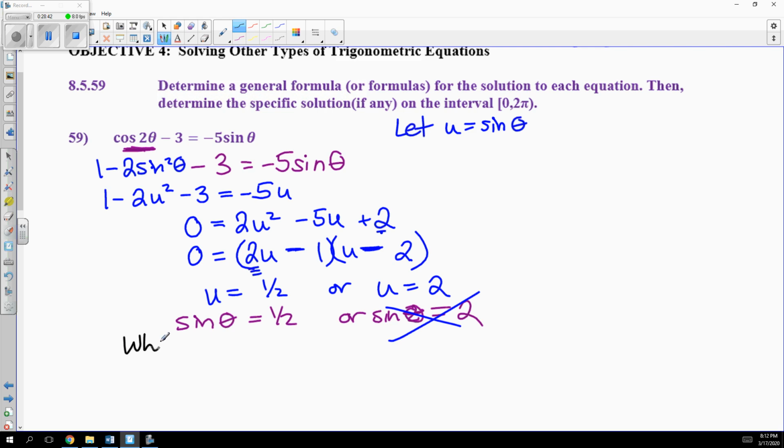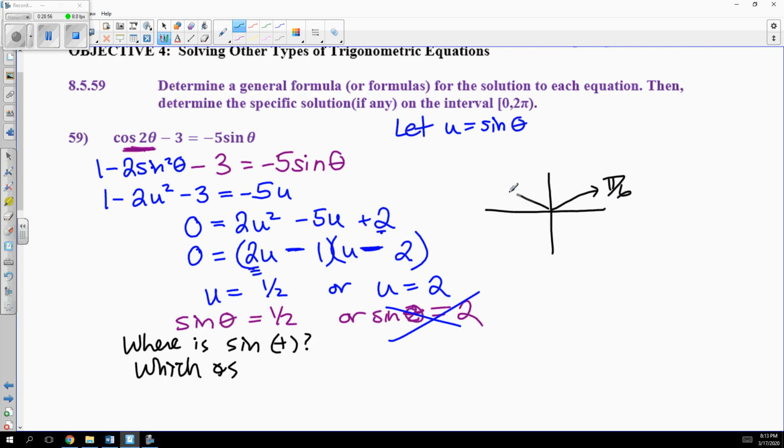And then you're going to say, where is sine positive and which angles, right? So if you look at it graphically, sine is positive 1/2 at pi over 6 and at 5 pi over 6. There's not a constant amount. Like this gap is smaller than this gap. This is what I mean by that. It's not just the same amount over and over again. So since you can't do that, you're going to need both of those angles.